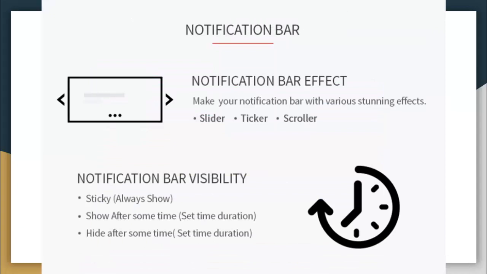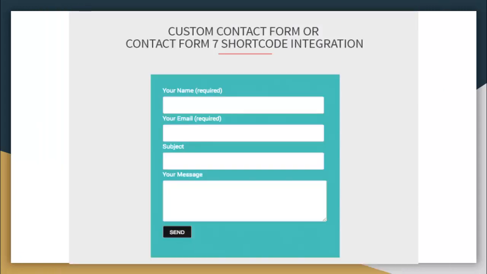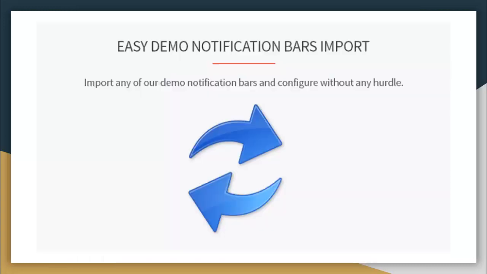There are notification bar effect options to choose from and also notification bar visibility options. In terms of notification bar effects, you will have the slider, ticker, or scroller option. In terms of visibility of this notification bar, you can either use the sticky option or show after some time or hide after some time option. You will also get custom contact form or Contact Form 7 shortcode integration. And of course, it has easy demo notification bar import.